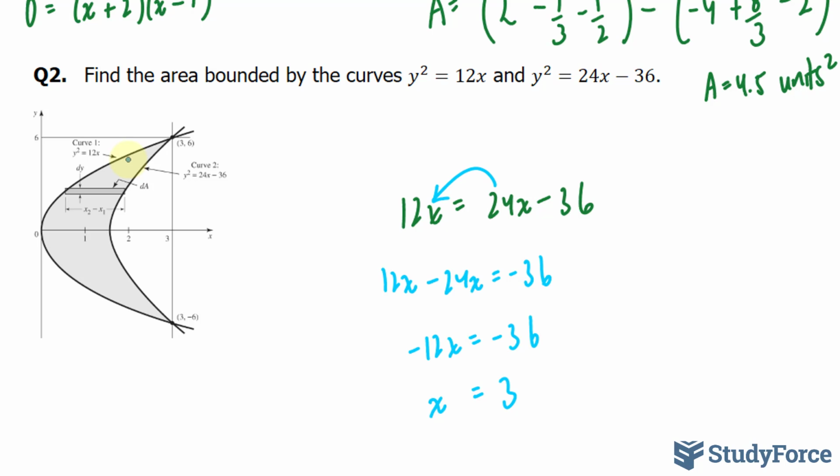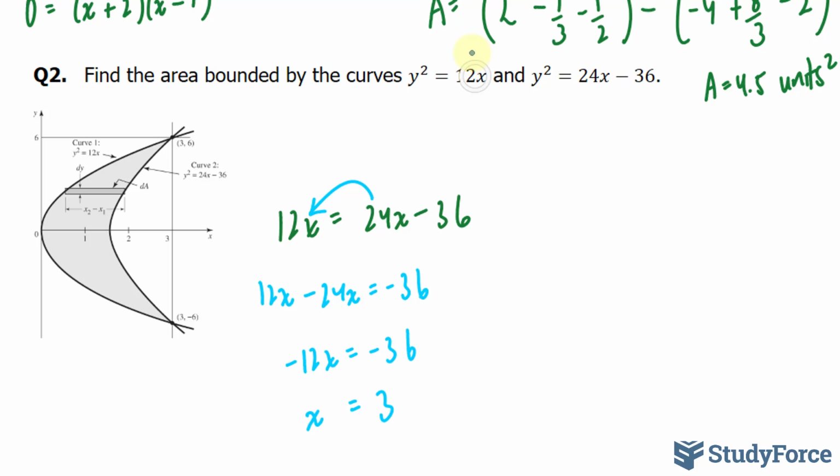However, to do that, I'll need to write both of these equations in terms of y as opposed to in terms of x. I'll start the process by solving for x in this equation, and I can easily do that by saying y squared over 12 is equal to x. That's my first equation. And for here, I'll bring this negative 36 over and divide both sides by negative 24. So I'll have y squared plus 36 divided by 24, and that gives me my x value.